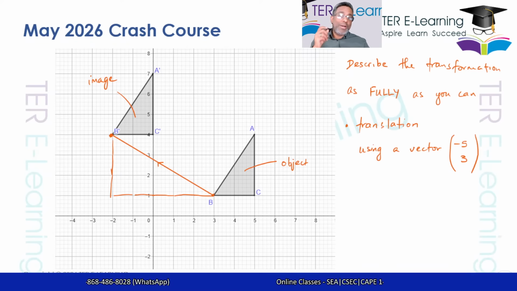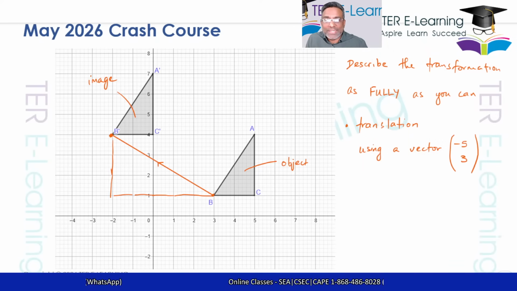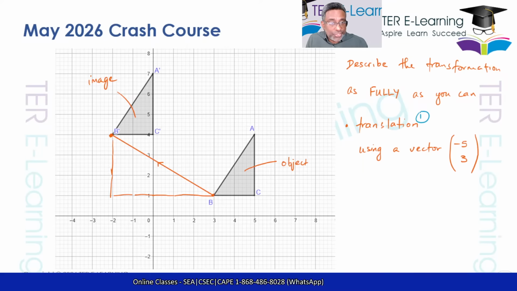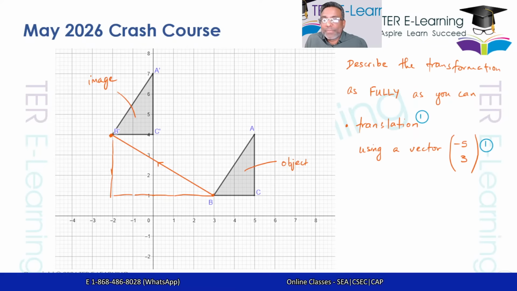Okay. So that's the second kind of question that we can get when it comes to lines. Why do you need 4 lines for just a small sentence? What you guys actually get any mark for, right? When they say describe as fully as you can, all they want you to say is translation, and then they want you to give the vector. That's the 2 marks here. That's all they want. Okay. So that's translations.